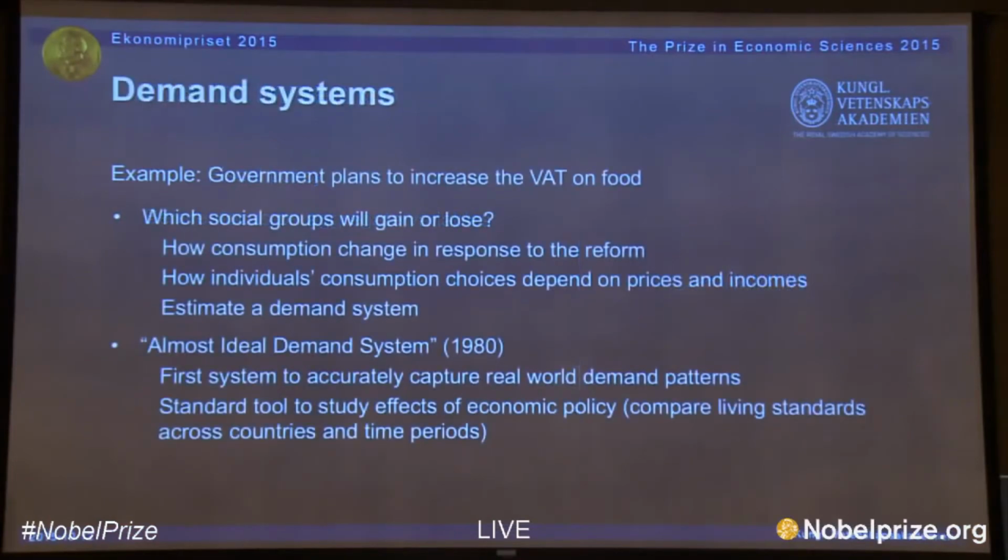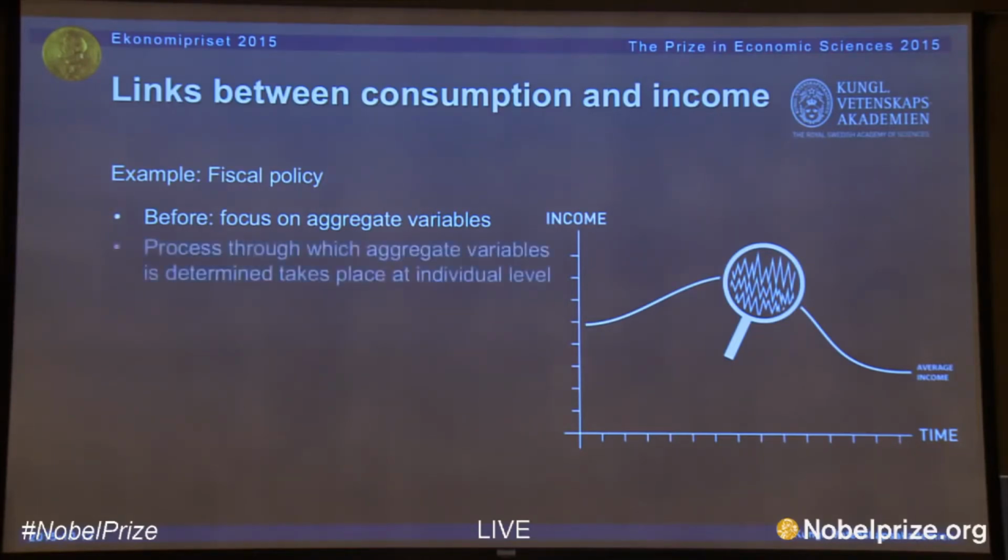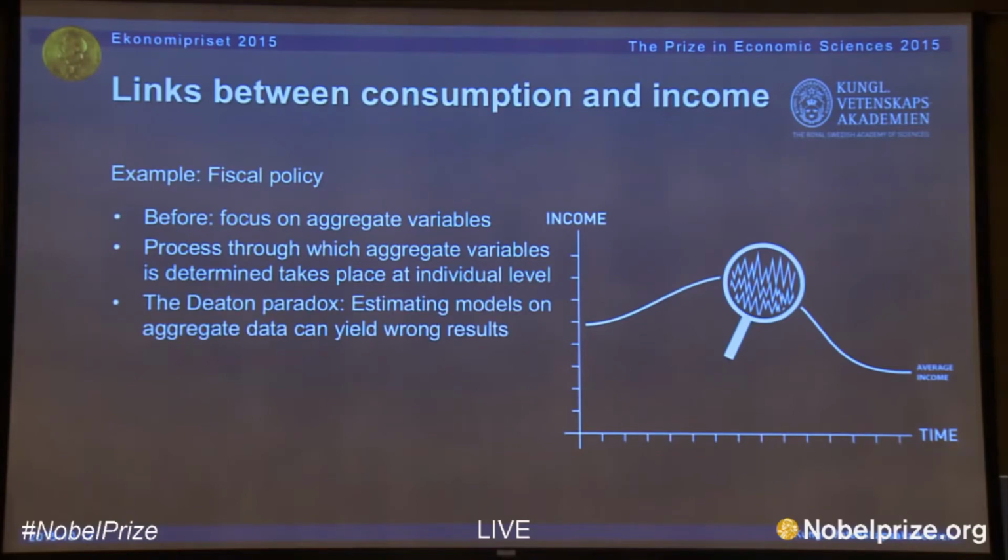Second core contribution deals with the links between consumption and income. And let's start again with an example. Think about fiscal policy or stabilization policy. Then traditionally, our focus has been on aggregate variables. However, the process through which these aggregate variables are determined actually takes place at the individual level. And failure to take that into account and estimate models at the aggregate level can actually yield the wrong results. This, in essence, is the so-called Deaton paradox.